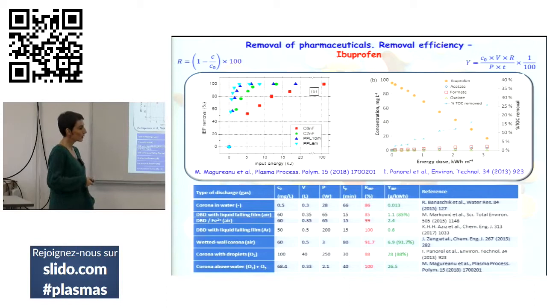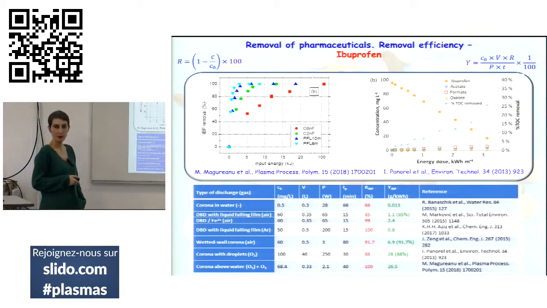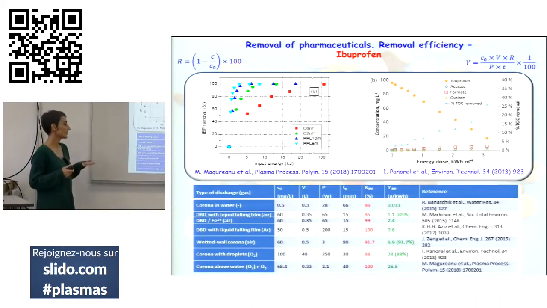But the energy yields, the efficiency, varies again quite widely. So we can have quite low removal efficiency, such as in the corona directly in liquid, with removals below 10 gram per kilowatt hour anyway, and relatively high removals such as 28 or 26 that we have obtained in this case, where there is a good mass transfer of the species from the plasma to the liquid.